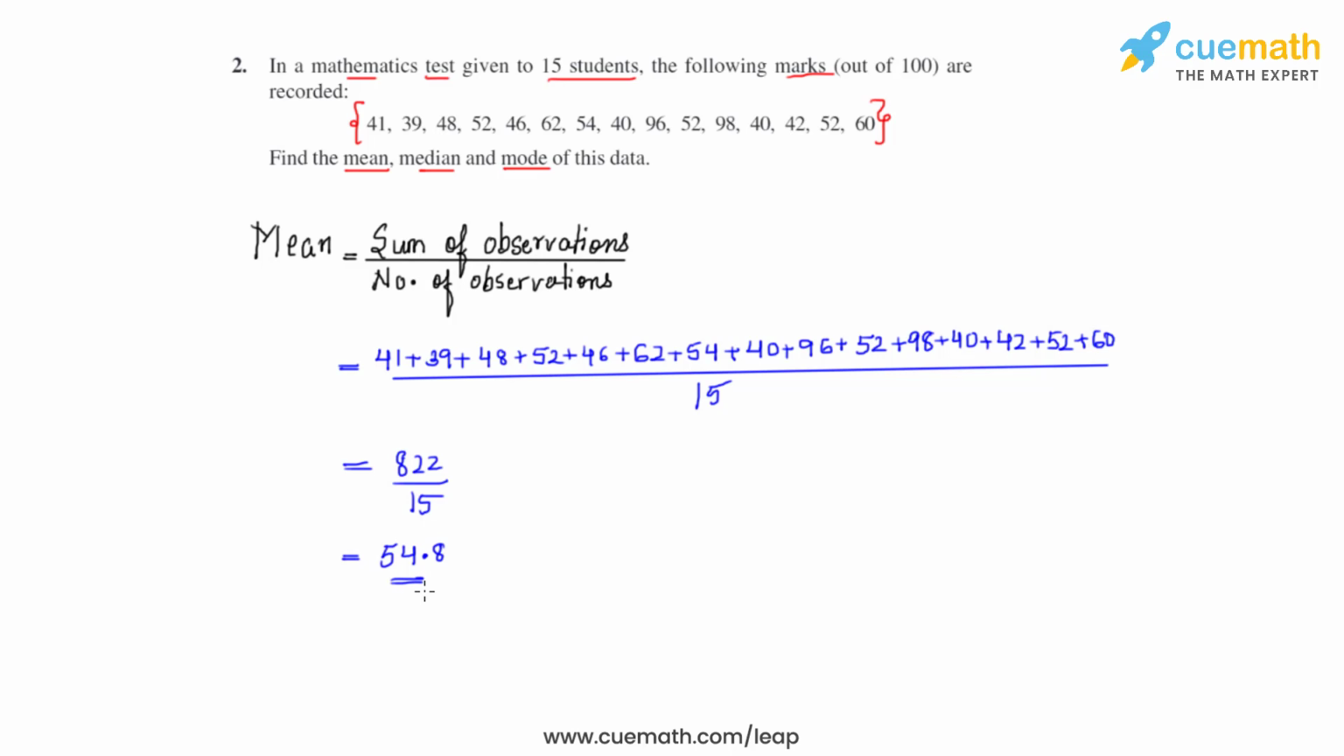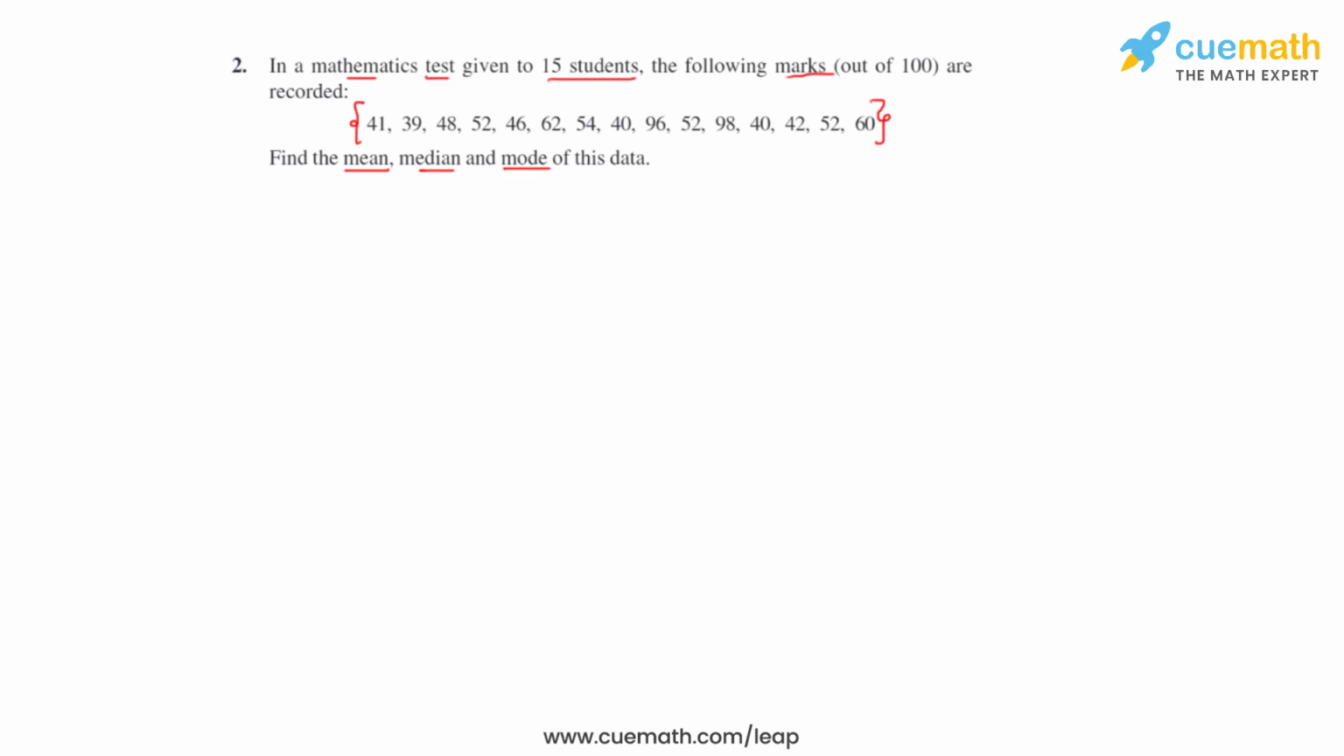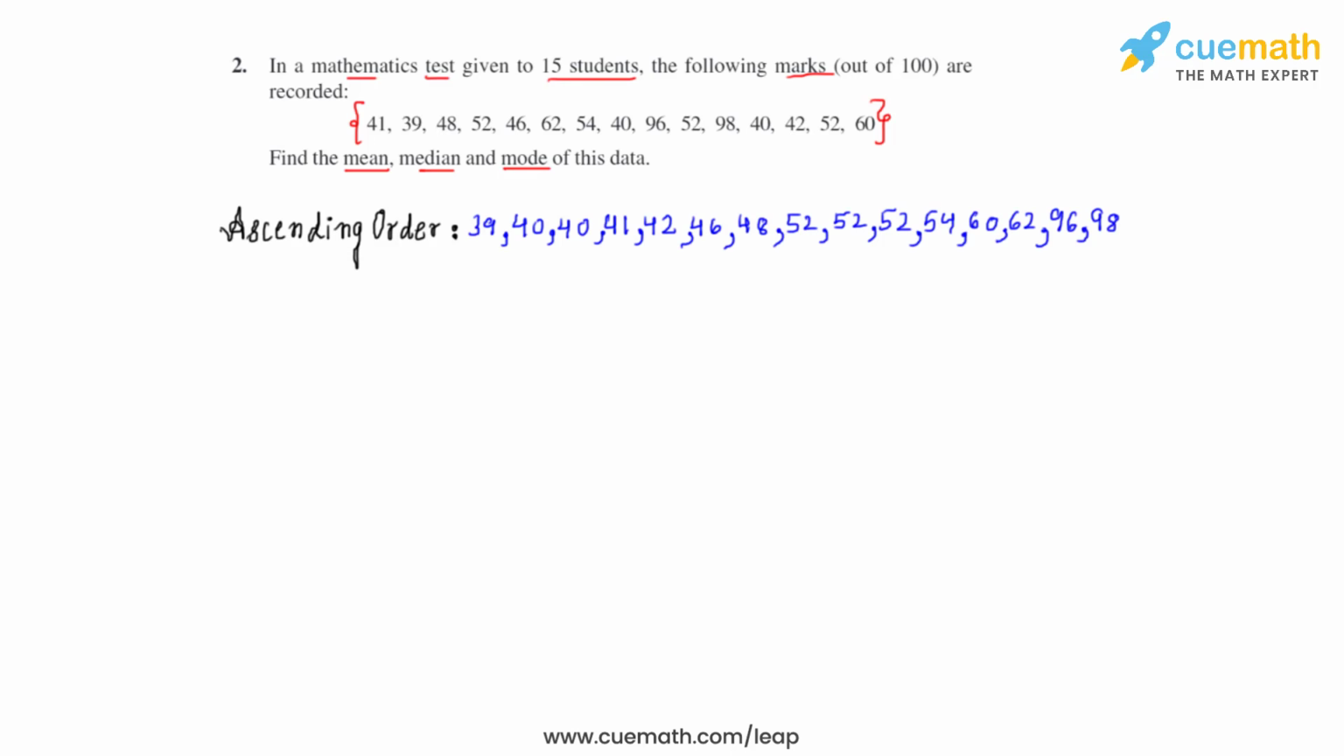Now our next step is to find the median, so let's start doing that. To find the median of the given data, we will have to arrange this data first in either ascending or in descending order. So we will arrange the given data in ascending order and the order of marks that we get is this. Now we will have to find the middlemost value in this given data, and as the number of observations is 15, we use the formula given on the screen.